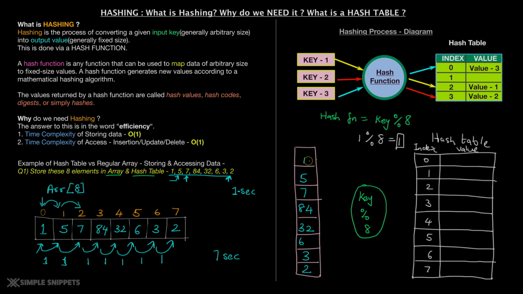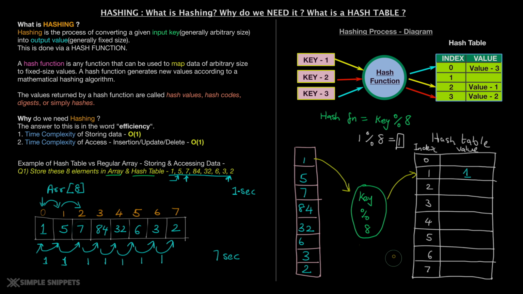So when you pass this 1 inside this hash function, what do you calculate? 1 modulo 8. What do you get? You get 1. What is this 1? 1 is nothing but the index position which is over here. This is where you will store this 1. Correct? So 1 will be stored over here.